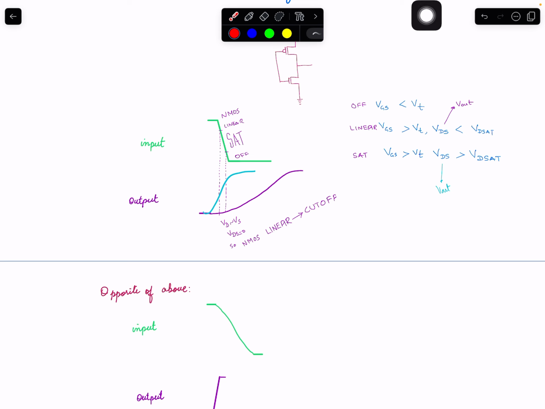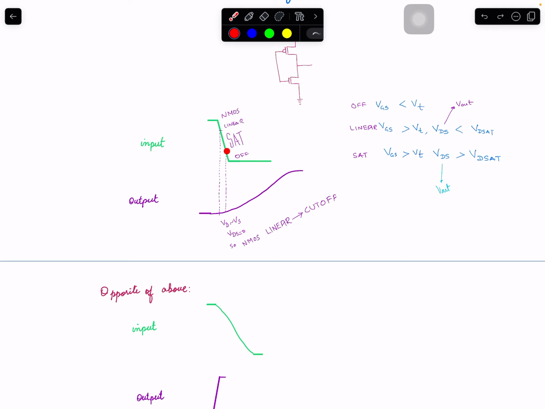But in this case, output is changing very slowly. So here, the drain voltage is very close to 0. So it hasn't entered into saturation. It still is in the linear region. Look at this, this is the VT. At this point, it's still very low VDS. So that means the transistor is still in the linear region.